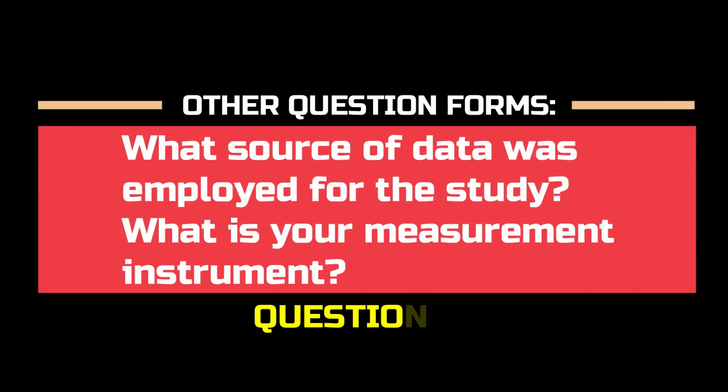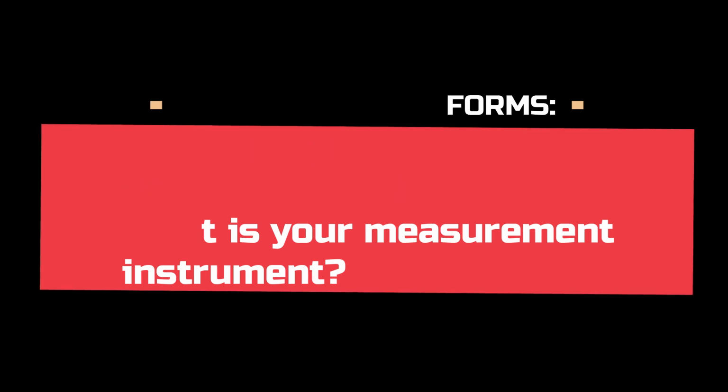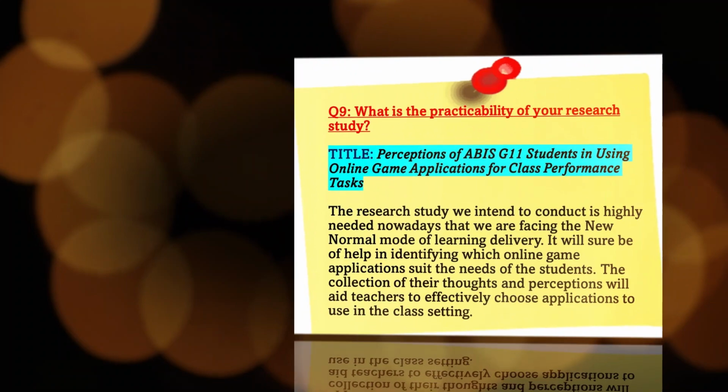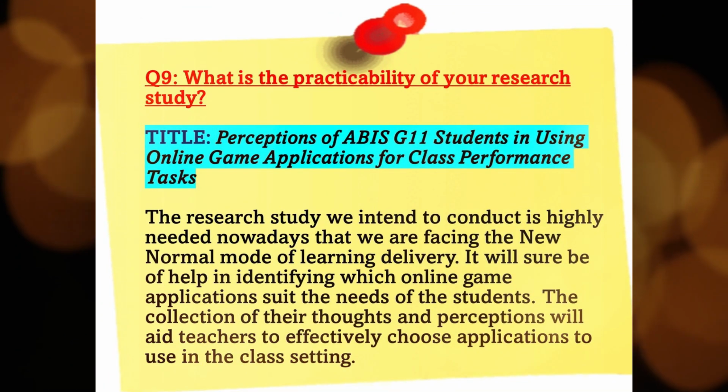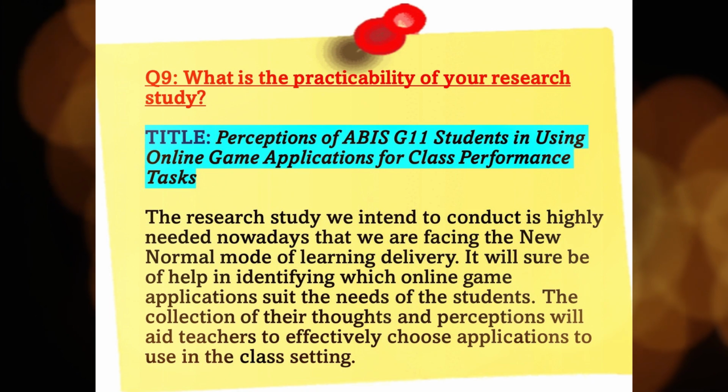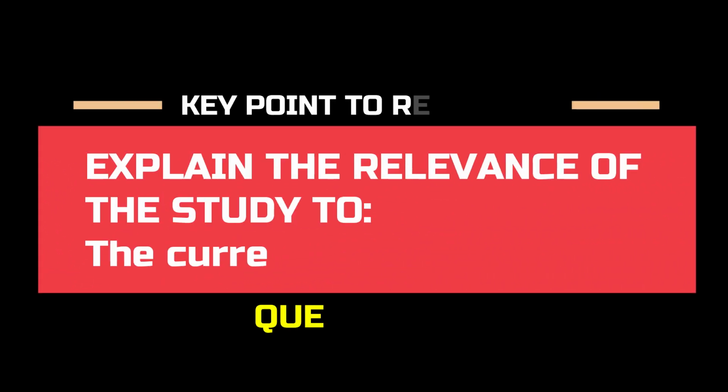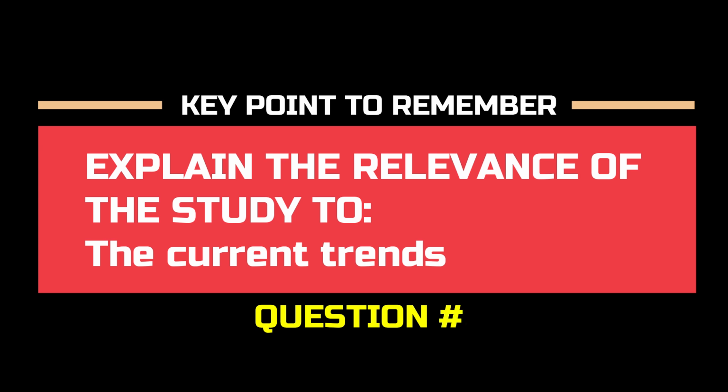Here are the other ways of asking about the methodology you employ in your study. What source of data was employed for the study? What is your measurement instrument? And here is another common question you need to be ready with. What is the practicability of your research? In responding to this question, relate your study to current trends in your environment, school, economy, government, church, and many more. Use of relevant examples and illustrations will definitely score you good points here.